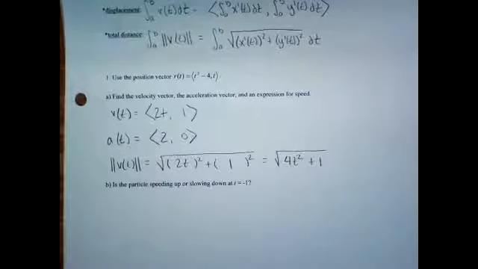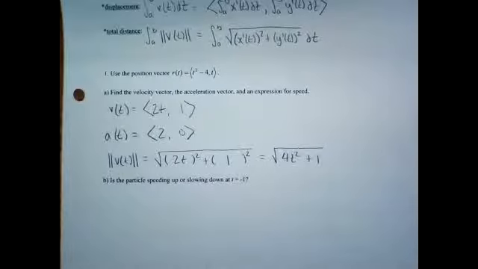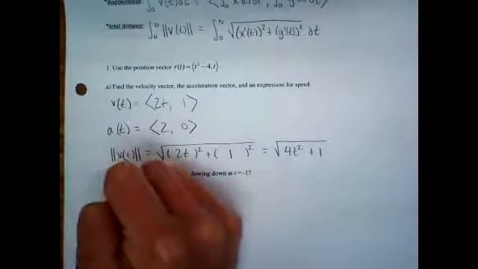And then part B, is the particle speeding up or slowing down when t equals -1? Okay, let's review back to before we got to parametrics, just when we did regular old velocity and acceleration. How did you know whether your particle was speeding up or slowing down? Are the same or opposite signs? Okay, so let's do our velocity at -1.